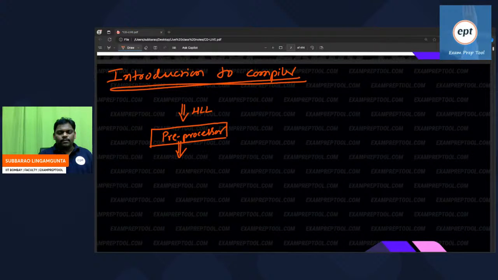Any guess? So the compiler is started now. At the end of today's lecture, you will get clarity on what exactly a compiler is. So can anyone help me?